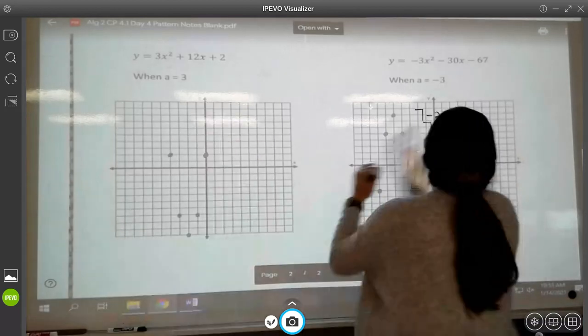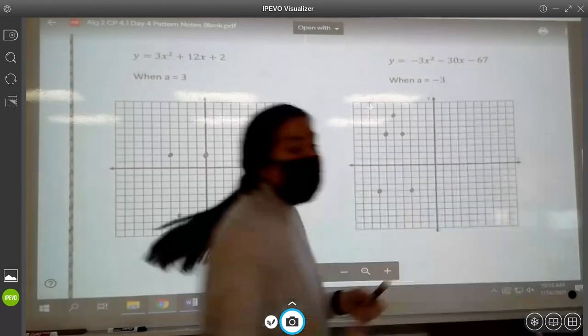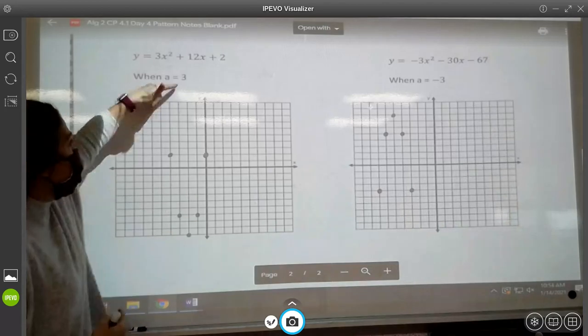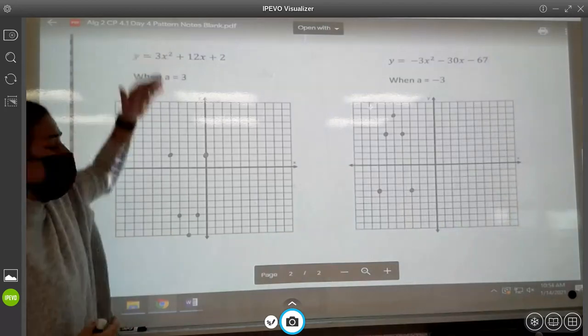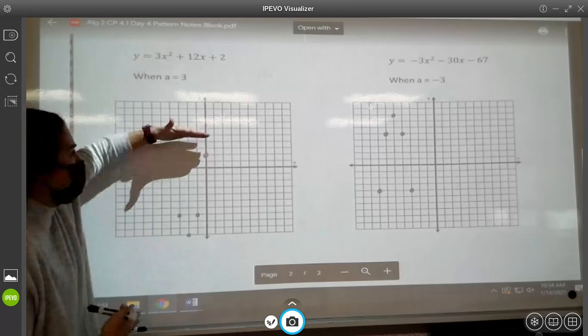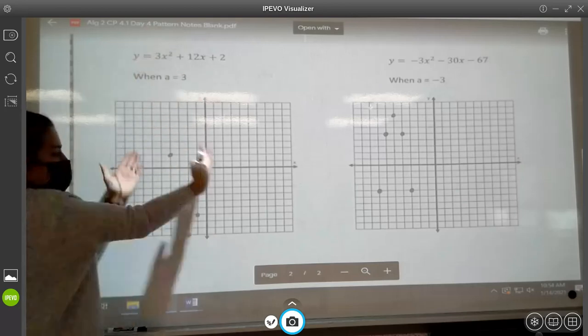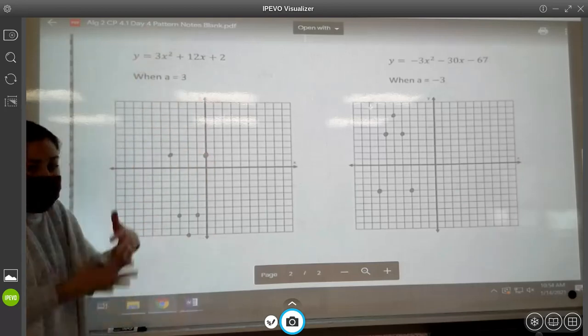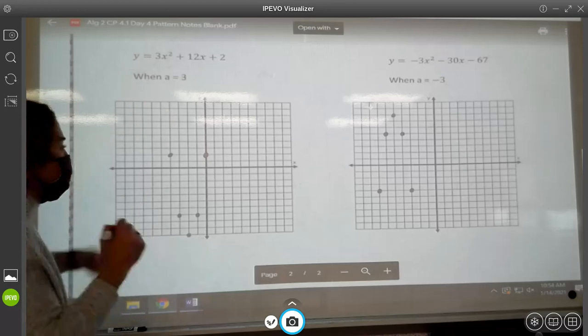Now, you guys will see that the bigger A gets, as A gets like 3 and 4 and 5, the space in between, you have to make bigger jumps. So you can't fit that many dots on one graph because they get big so fast. But we're going to give it a go anyway.